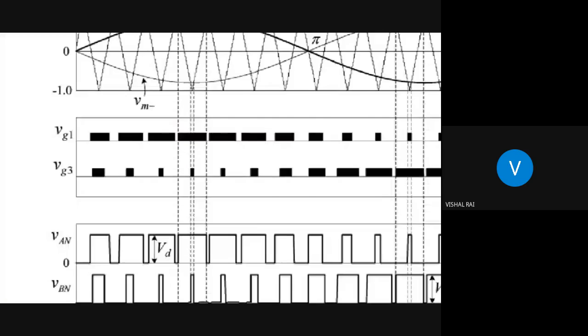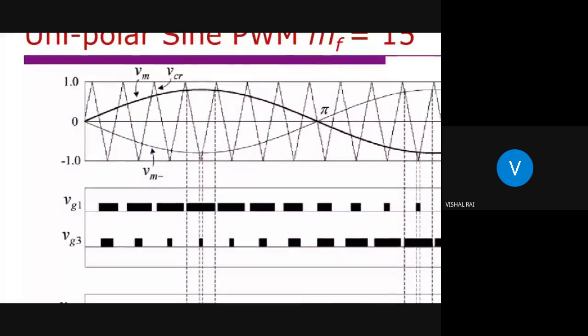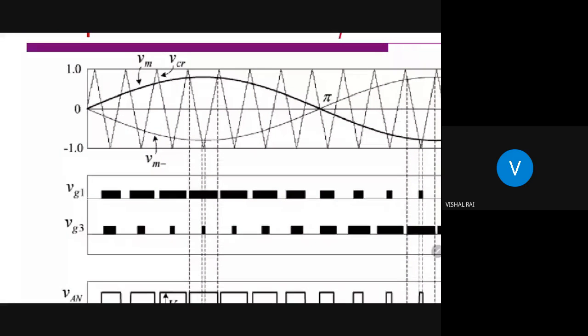Now observe here. This is the modulating signal, which we have already assumed, and it will control the phase leg S1 and S4. We have seen that these are the intersecting points. This is one intersecting point and this is another. These two are the intersecting points.